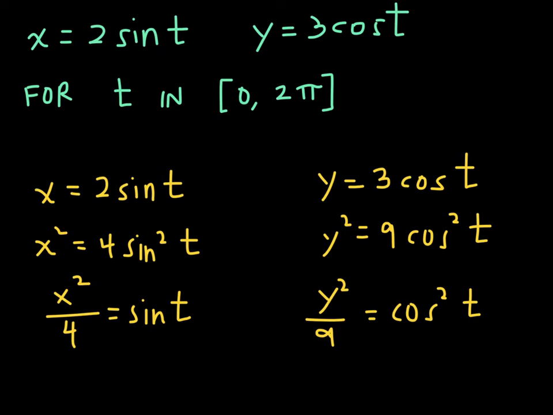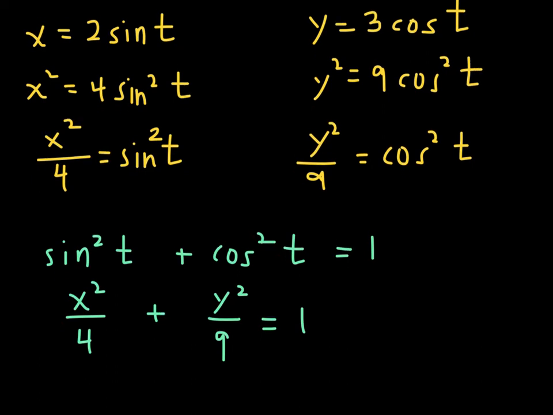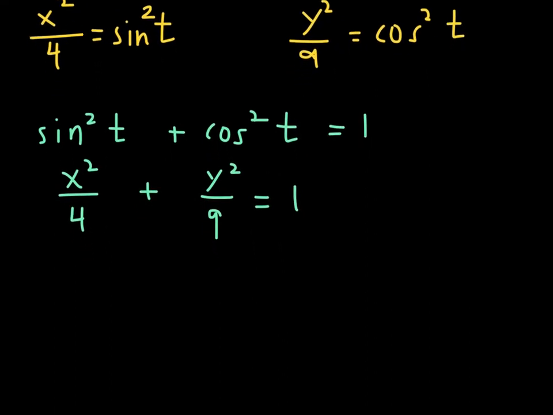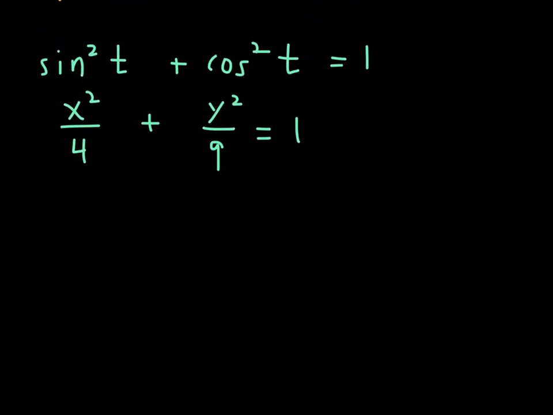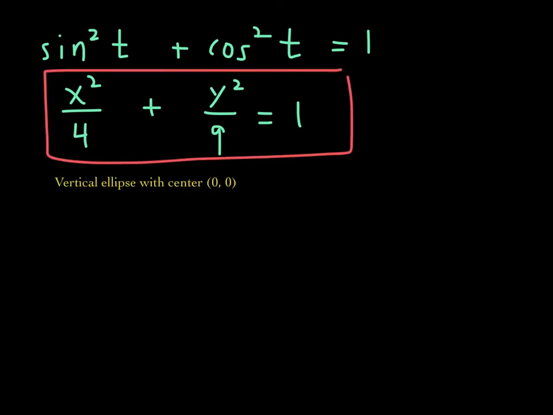Okay, I went ahead and squared each one of my parametric equations, and then I isolated both sine squared of t and cosine squared of t. All right, using our Pythagorean identity, sine squared of t plus cosine squared of t is equal to 1, I get the rectangular equation x squared over 4 plus y squared over 9 is equal to 1. Now we know this time around this will be a vertical ellipse, and that's because the larger denominator is underneath the y term.